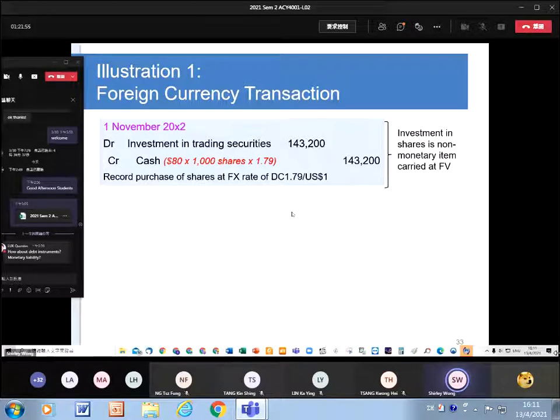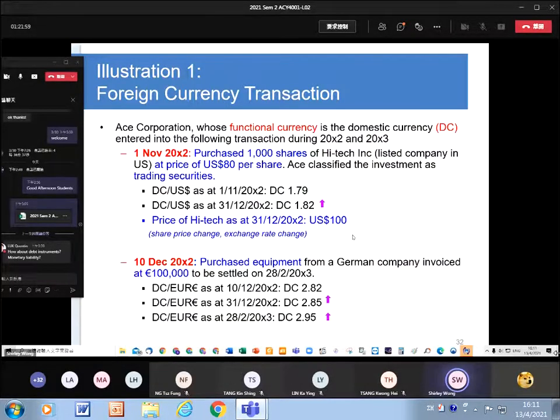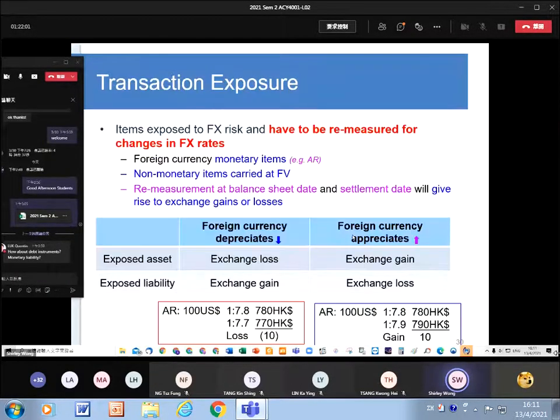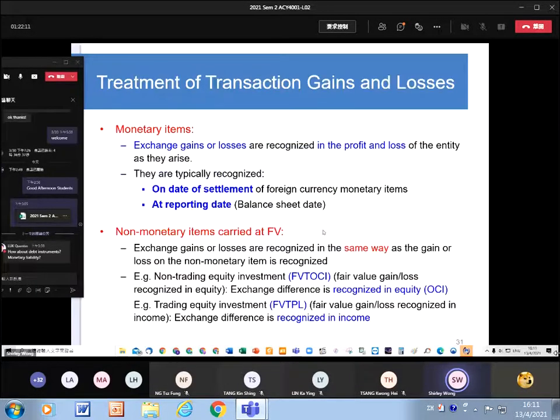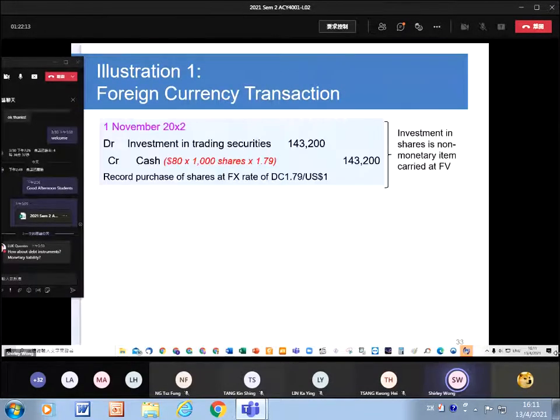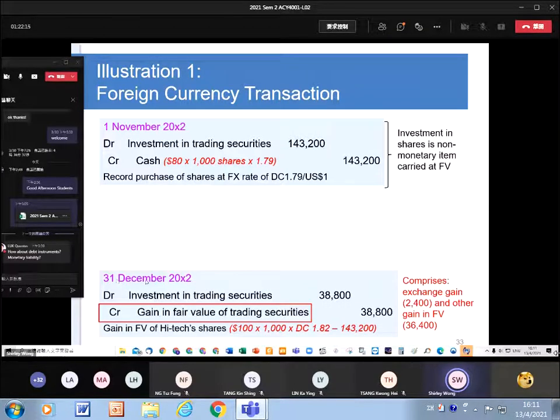So how about year-end day? Because it is carried at fair value, if you still remember, for a non-monetary item measured at fair value, we also need to use the exchange rate when the fair value was determined. We need to use the closing rate, that is the year-end day rate, to do a retranslation. Therefore, the second transaction will happen on 31st of December 2002. So how to calculate these figures?